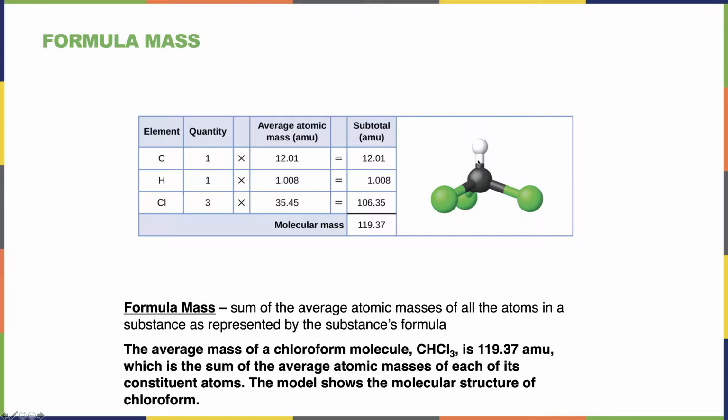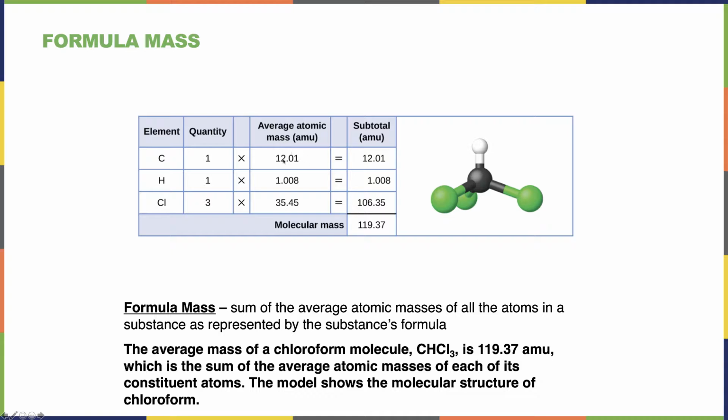So how does one go about calculating the formula mass? First of all, you list all of the elements that are contained: carbon, hydrogen, and chlorine, and the number of each. According to this formula, there's one carbon, one hydrogen, and 3 chlorines. Then you go to your periodic table, which is either in your book or the one I gave you in class, and you look at the average atomic mass, which is given on the periodic table.